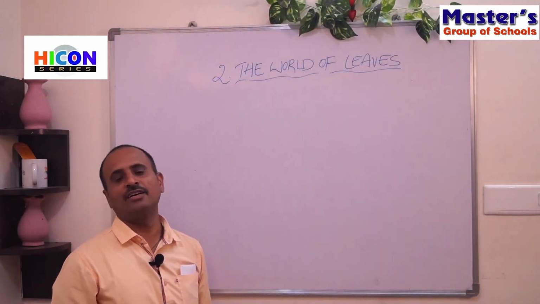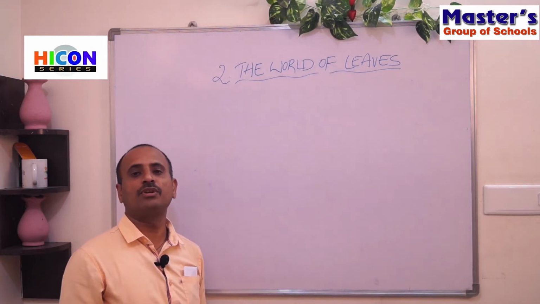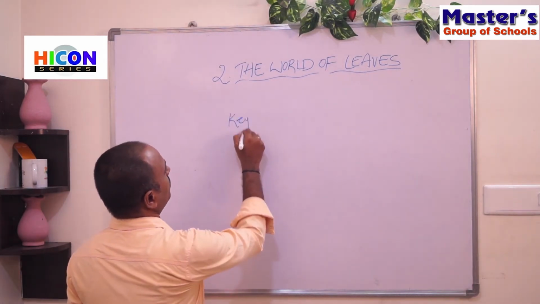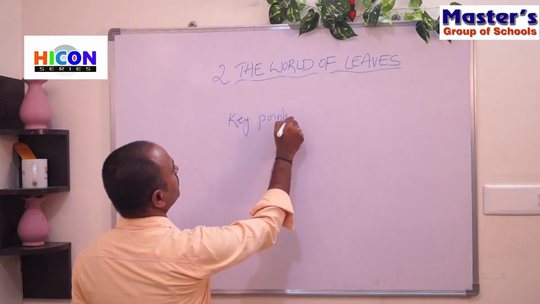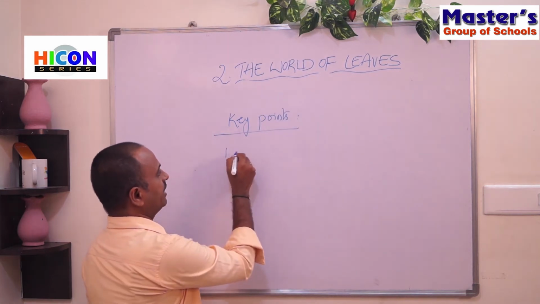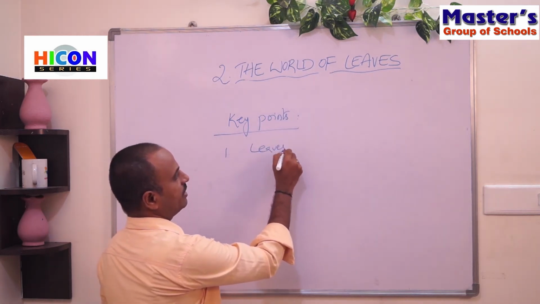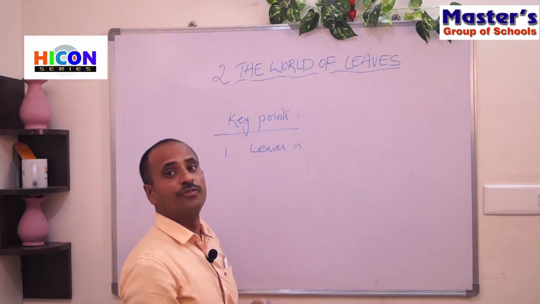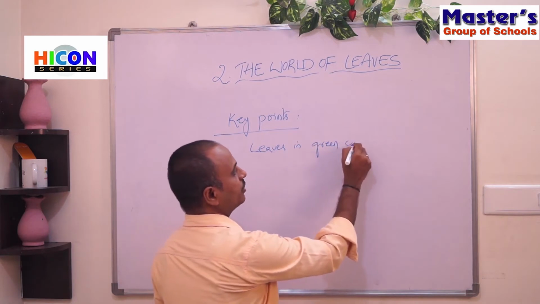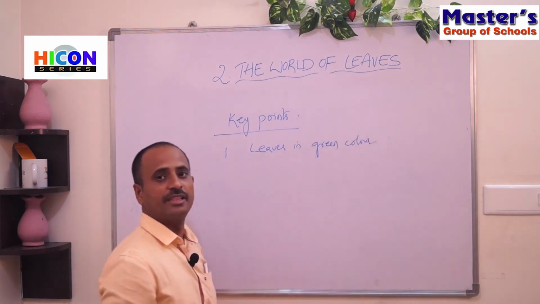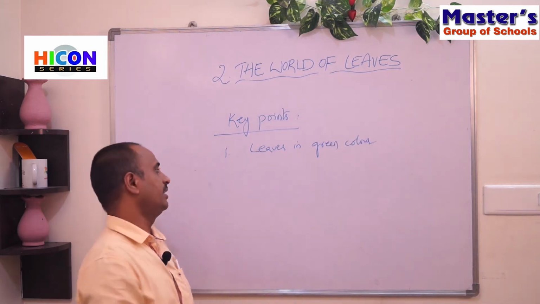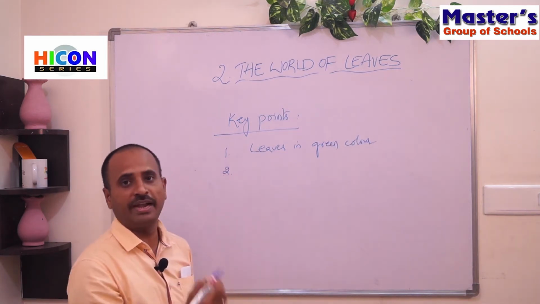Children, so let us recall some important points we have discussed up to now in this chapter. So what are the key points in this chapter? Leaves are green in color because of the chlorophyll present in them, and this chlorophyll helps the leaves in preparing the food.